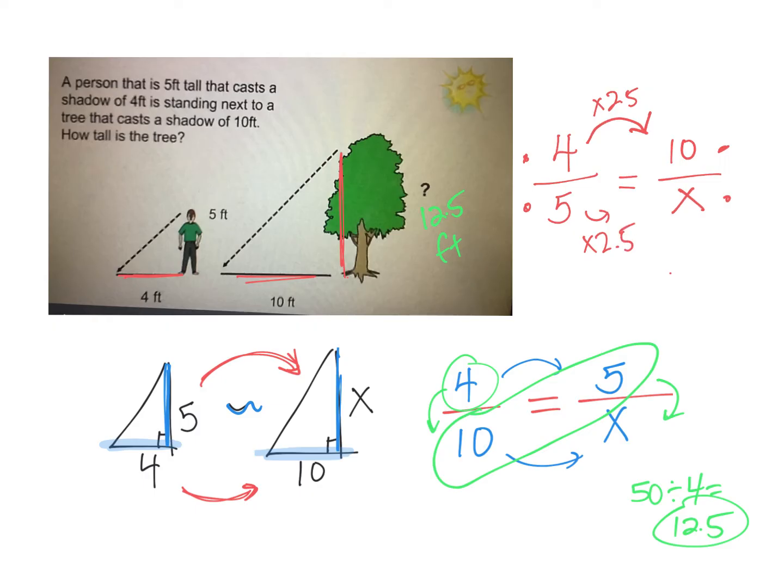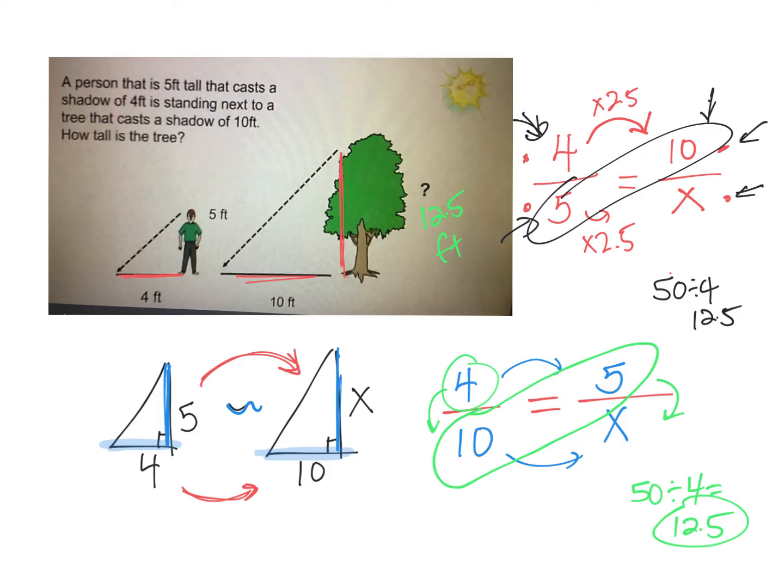Or you can cross multiply and divide again, and you should still get the same answer. If you do 5 times 10 is 50, divided by 4, you still get 12.5 no matter how you do it. So there's a lot of different ways you could set up this proportion. You just have to make sure if you go shadow, shadow, it's got to be across from each other, or shadow, height.